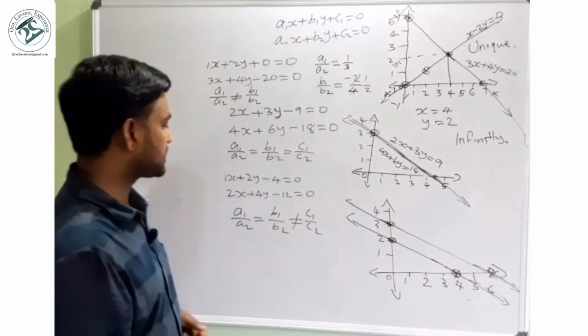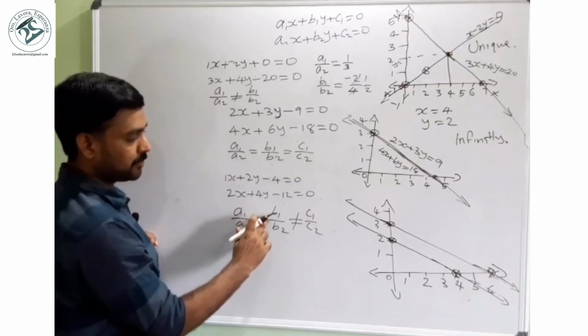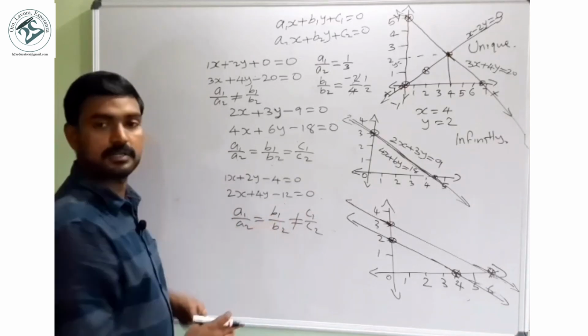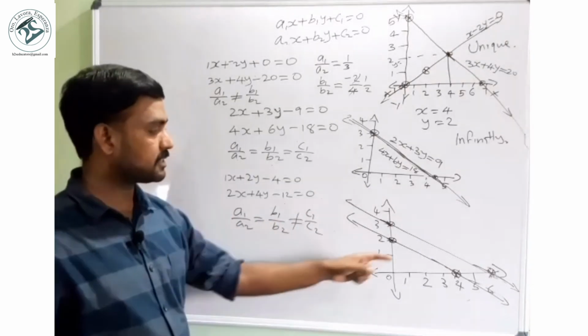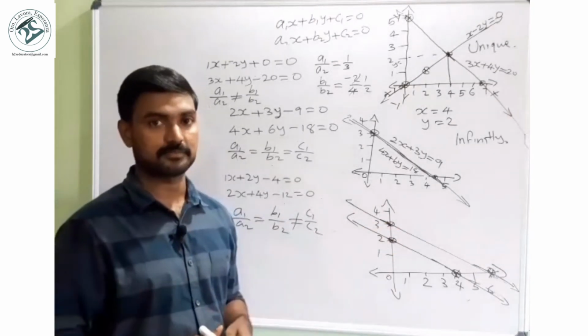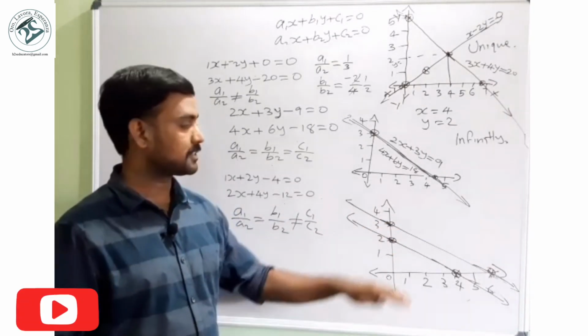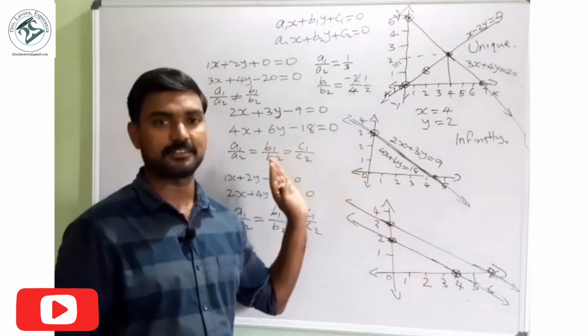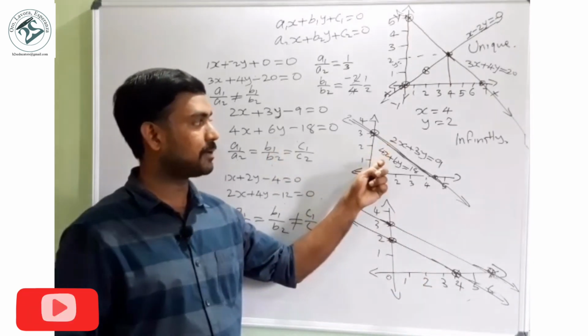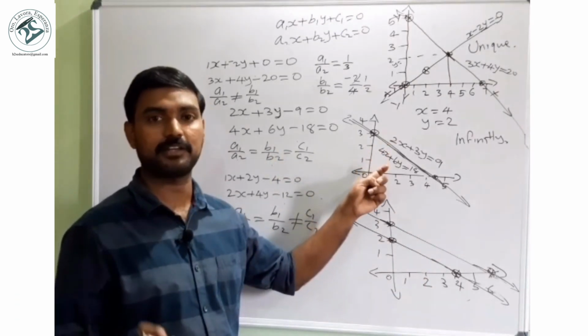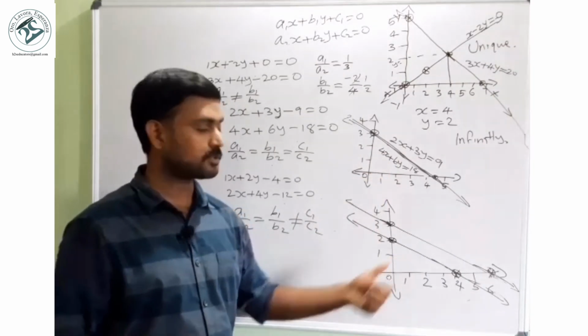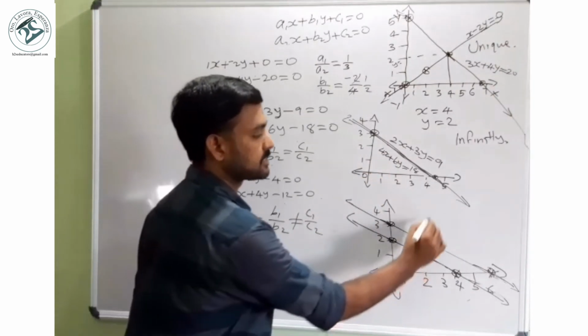But in the third case, a1 by a2 is equal to b1 by b2 but not equal to c1 by c2. In such cases these two lines never intersect. They will not meet together. In such cases there is no solution. In the earlier case a solution is there but infinitely many solutions, we can't find a unique solution. In this case there is no solution, so it is known as inconsistent.